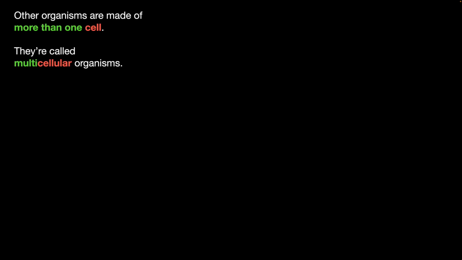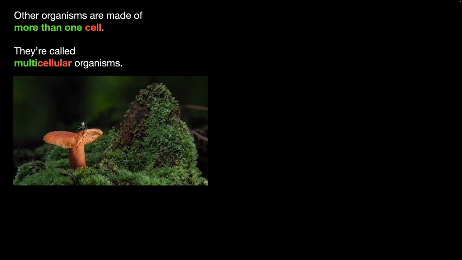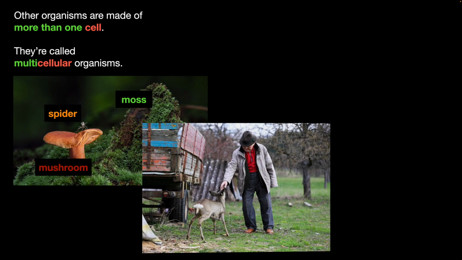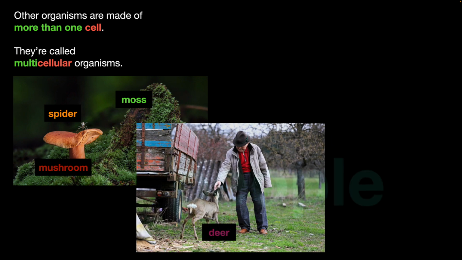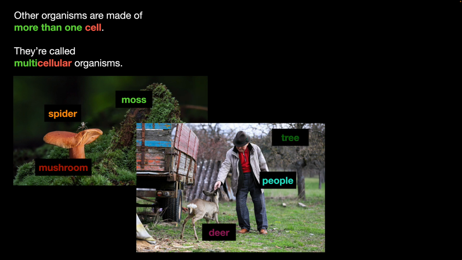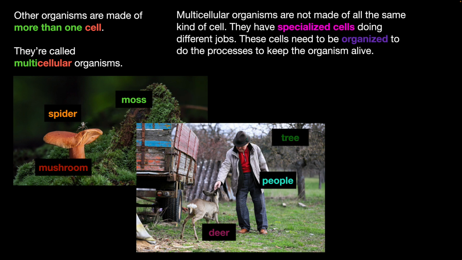Other organisms are made of more than one cell, and they're called multicellular organisms. Multi, of course, means more than one, plural. In this picture, there's lots of multicellular organisms. There's the mushroom, the spider, and the moss. Over here are more. We have a deer. People, humans, are multicellular organisms, or the tree in the background.